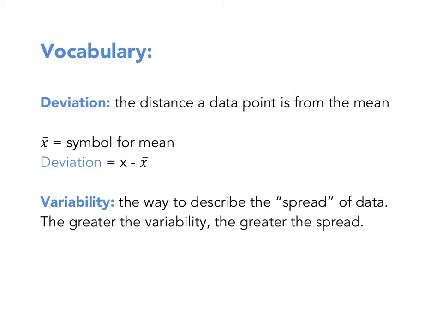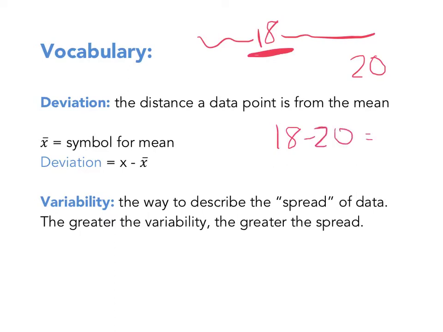So let's say we had a data set and the mean of this data set was 20, and one of our data points was 18. You find the deviation from the mean for each individual data point. For this one, you would take 18 minus 20 and find the deviation is -2. Simple as that.